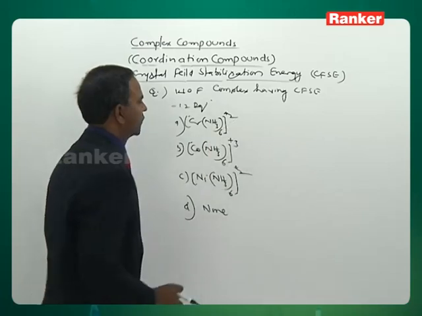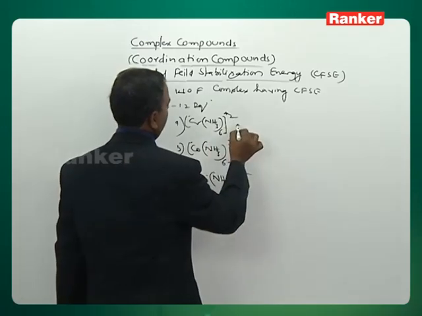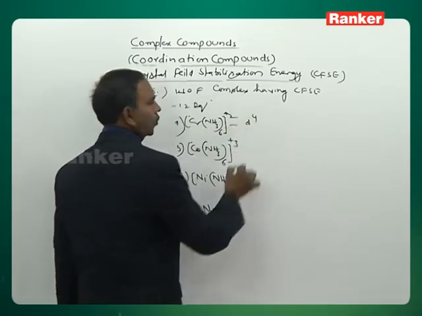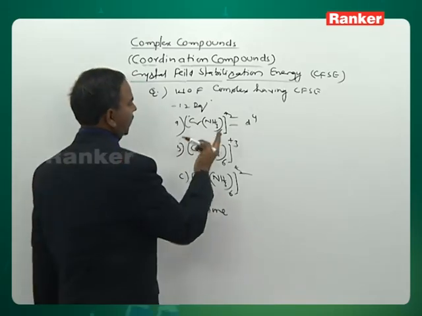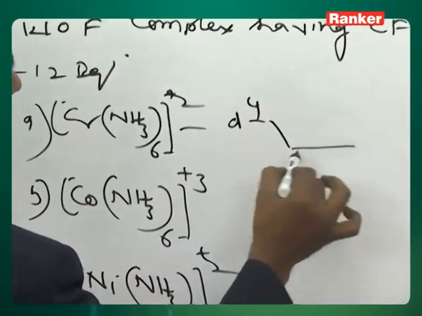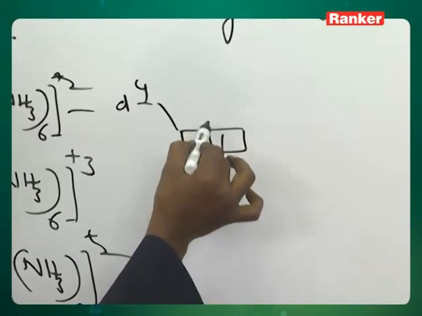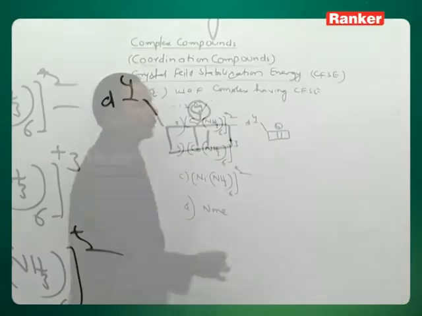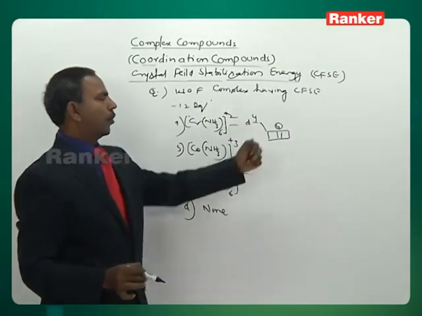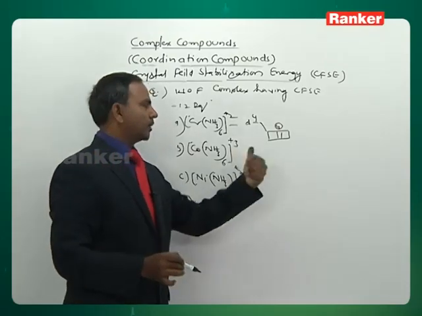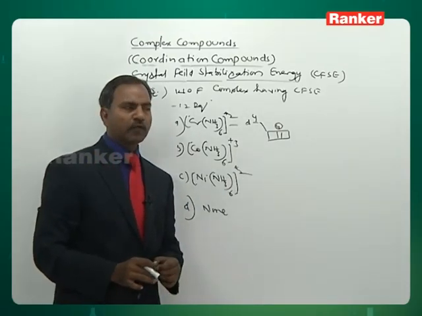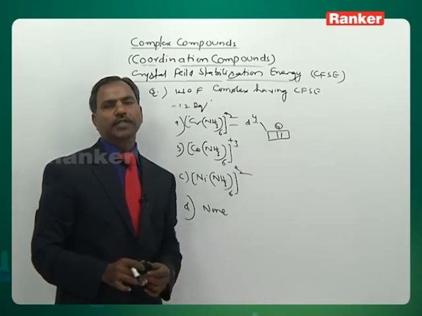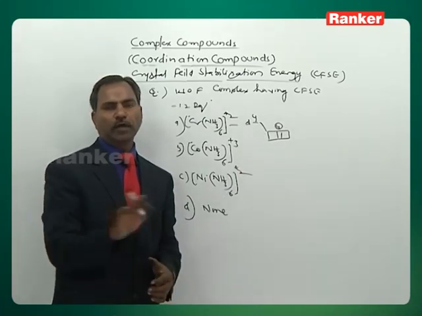Come to the first one, chromium plus 2. Chromium plus 2 means d4. It is strong field, so electrons all go to the t2g level. The t2g level is t2g4, and the t2g energy is minus 0.4, so 4 into 4 comes to 16. Therefore this is not our answer.